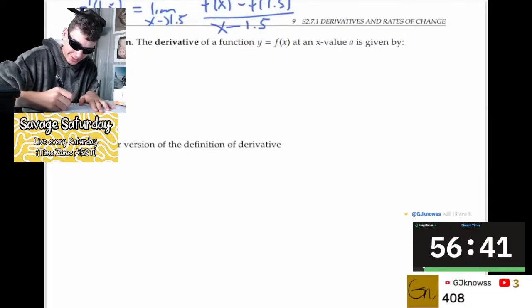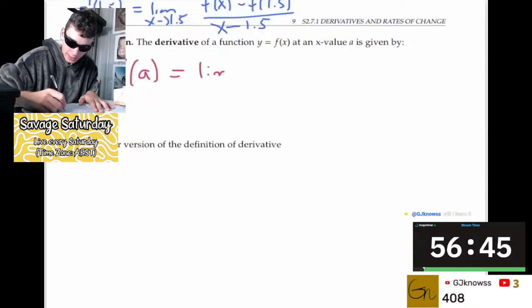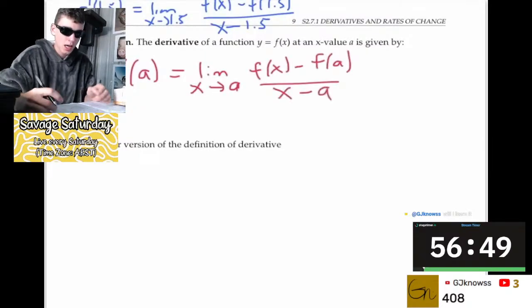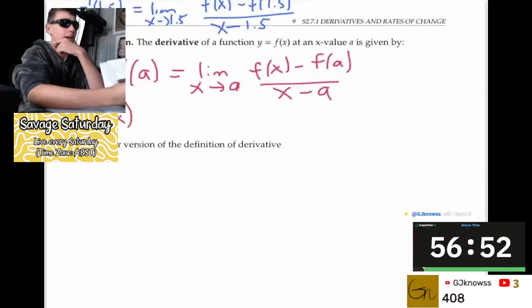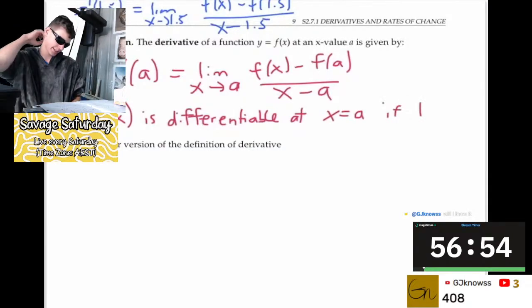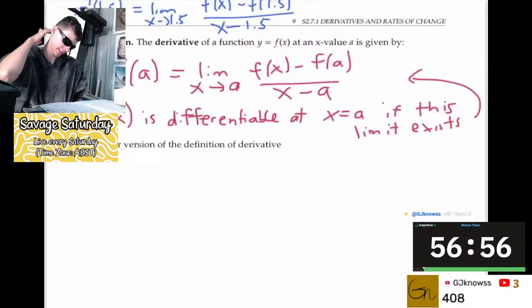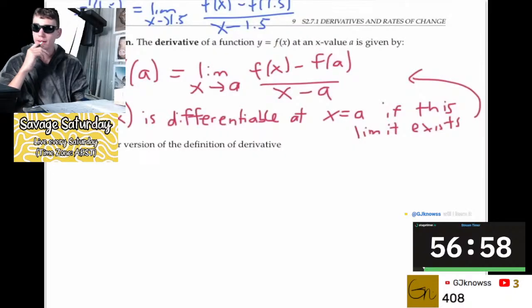Well, in general, the derivative of a function y equals f of x at an x value a is given by f prime of a equals the limit as x goes to a of f of x minus f of a over x minus a. The function is said to be differentiable at a if this limit exists. In particular, both the limit from the left and the limit from the right have to exist and be equal for the function to be differentiable at x equals a.